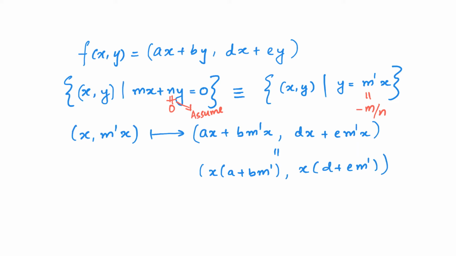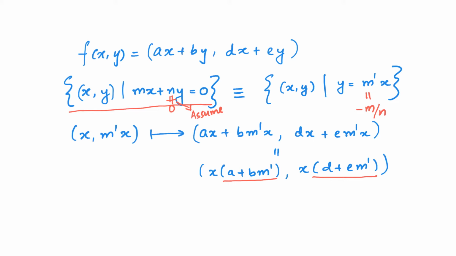Now there are four possibilities. First possibility is that both a + bm' and d + em' are equal to 0. In this case, the line that we are interested in gets mapped to (0,0), or origin. Why? Because (x, m'x) gets mapped to (0,0) for all x.